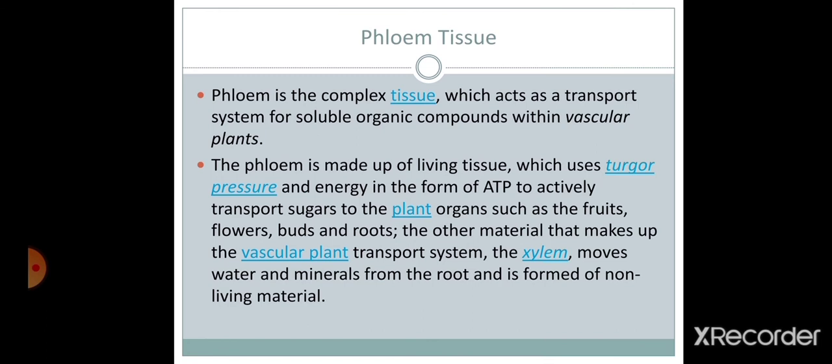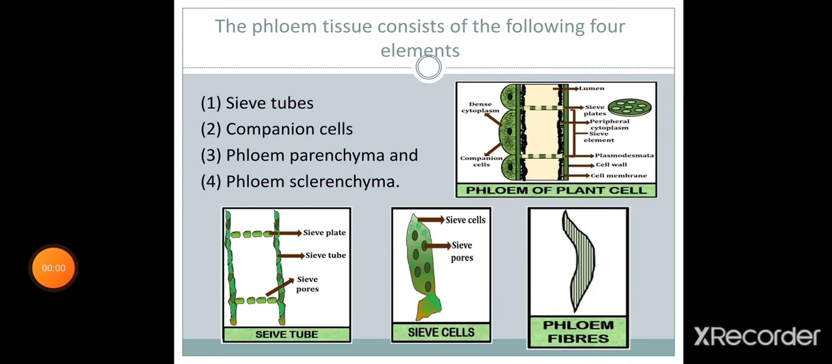The primary phloem is produced by the procambium of the apical meristem and the secondary phloem is produced from the vascular cambium. Coming to the components of the phloem, the phloem has four components: sieve elements, which consist of sieve tubes as well as sieve cells, companion cells, phloem parenchyma and phloem fibers, which are also known as phloem sclerenchyma. Among these, the phloem parenchyma, companion cells as well as the sieve elements are living components, and the phloem sclerenchyma, that is the phloem fibers, is a dead component.